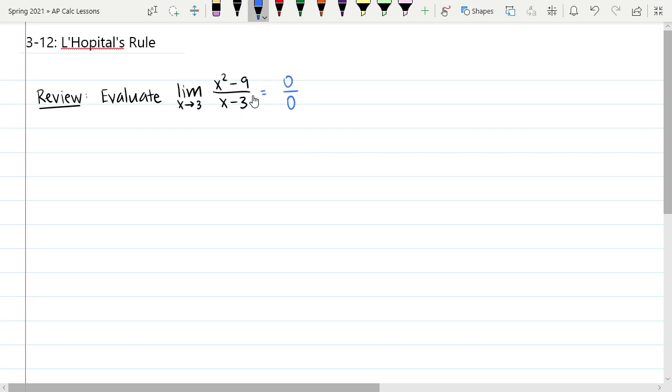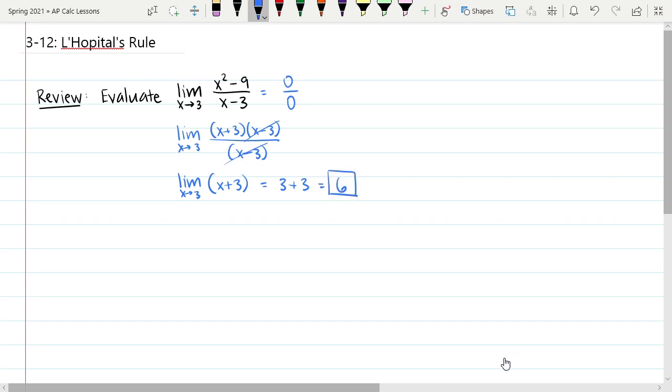We need to try something else. And with rational functions, hopefully you remember that that something else would mean to factor and then simplify. And now that I've simplified, now I can evaluate this limit using direct substitution. That's just going to become 3 plus 3, which is 6.